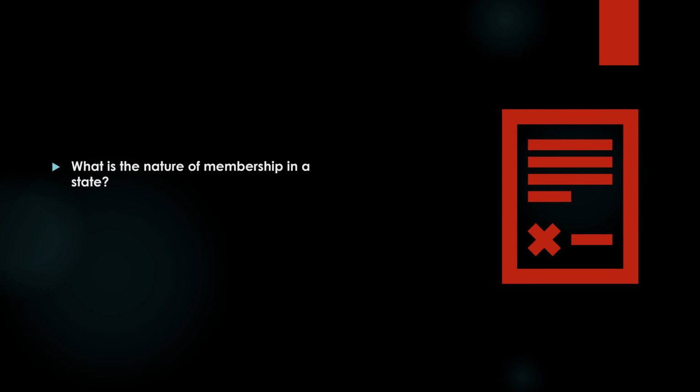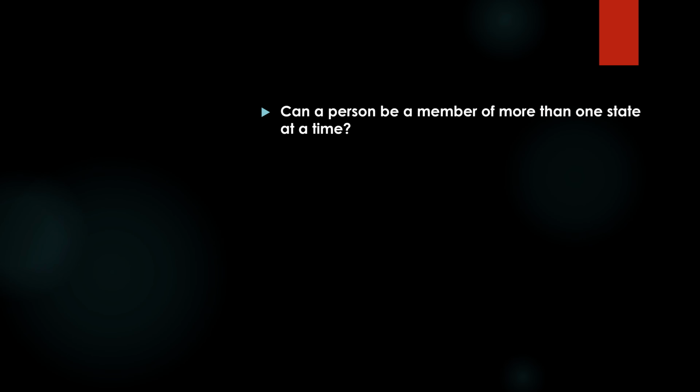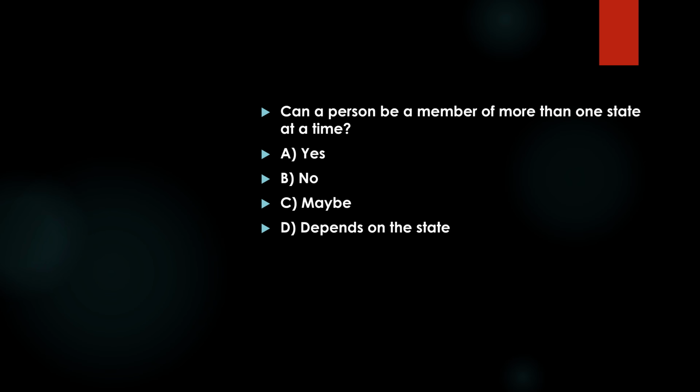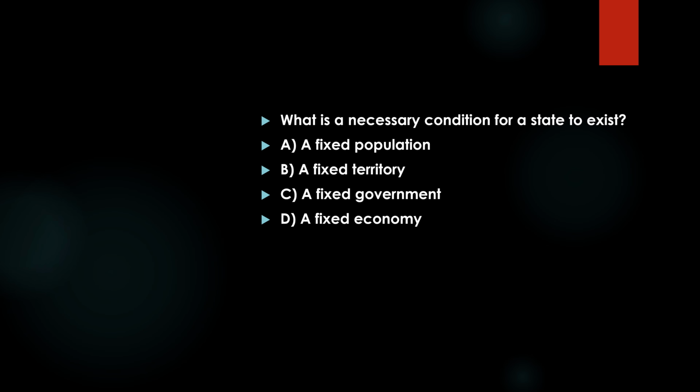What is the nature of membership in a state? Voluntary, compulsory, temporary, conditional. Answer B. Compulsory. Can a person be a member of more than one state at a time? Yes, no, maybe, depends on the state. Answer B. No. What is a necessary condition for a state to exist? A fixed population, a fixed territory, a fixed government, a fixed economy. Answer B. A fixed territory.